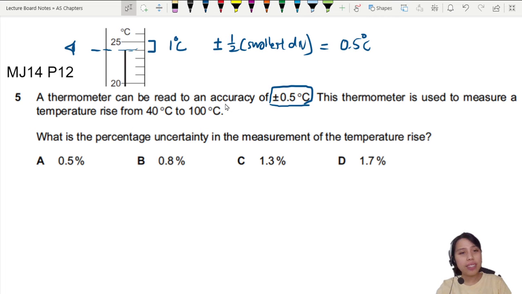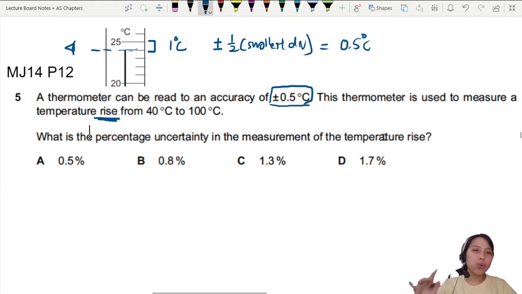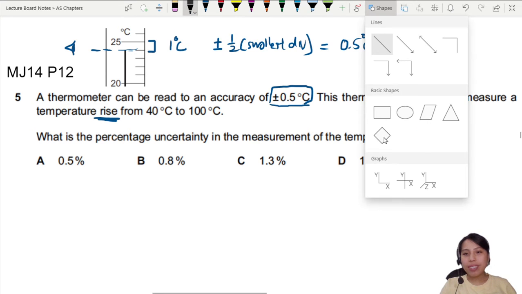And pretty much for any scale, every time you read one time, that's going to be half a smallest division. But anyway, here you are measuring a temperature rise from 40 to 100. What is the percentage uncertainty in the measurement of this temperature rise? We need to draw a thermometer. Okay, let's make some thermometers here.